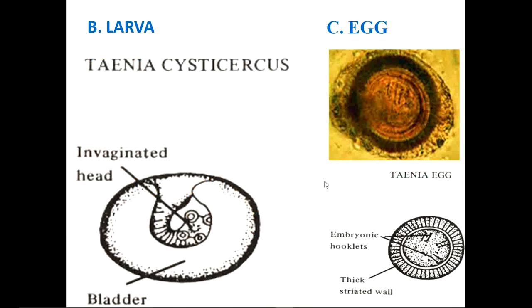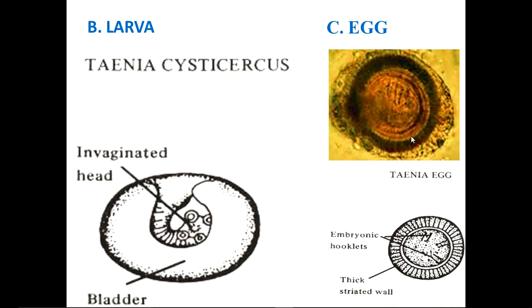Now if we talk about the larval form, this is called Taenia cysticercus, and it is the resting stage of larva in the intermediate host where it develops into a bladder worm. It consists of a hollow vesicle-like structure with an invaginated scolex on its wall, and there is a central cavity containing fluid. This scolex is the future head of the worm. Then there is the egg form.